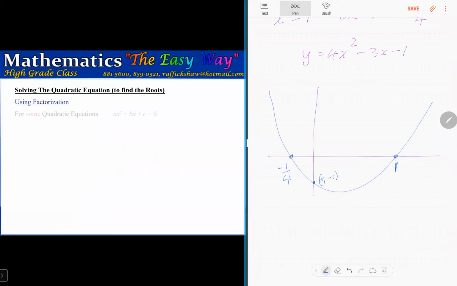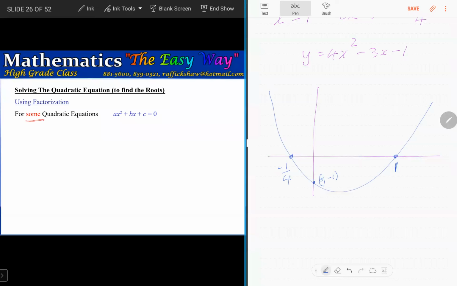So this is using factorization. The quadratic formula can be used for all quadratic equations, but the factorizing method can only be used for some. That's why I have the word some here. For some quadratic equations, we use a factorization method.